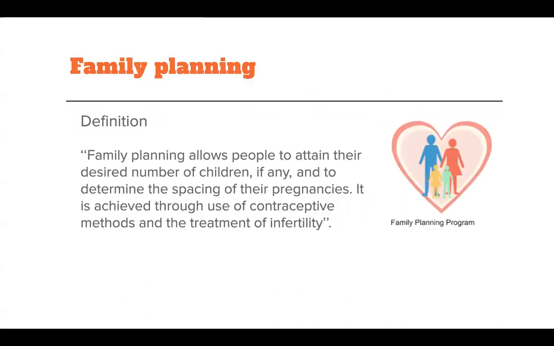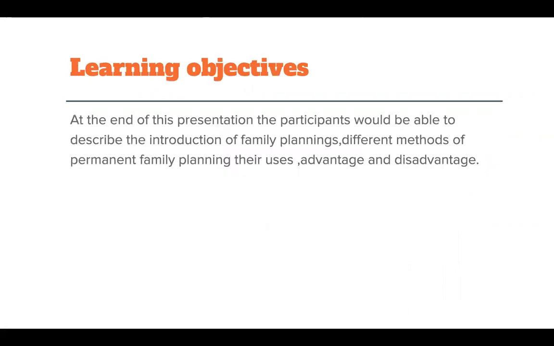First, introduction. Family planning definition. Family planning allows people to attain their desired number of children, if any, and to determine the spacing of their pregnancies. It is achieved through use of contraceptive methods and the treatment of infertility.